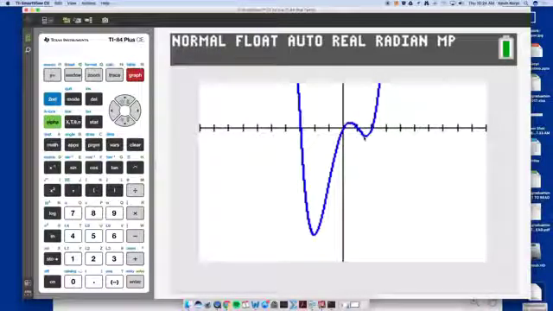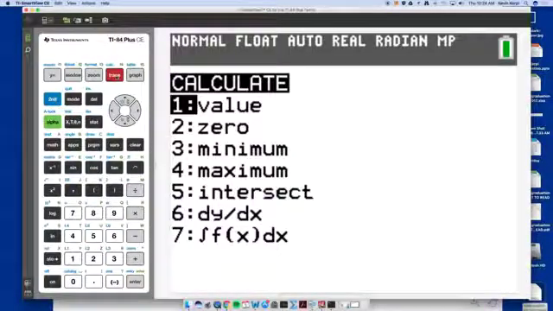We have a local max and another local min. So here's how we're going to find them. From the graphing screen, hit second trace. Second trace goes to your calculate menu, and let's find the minimums first. Guess which one we're going to choose for minimum?